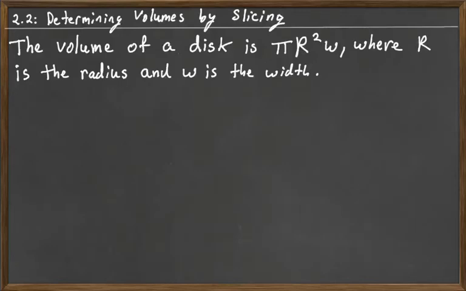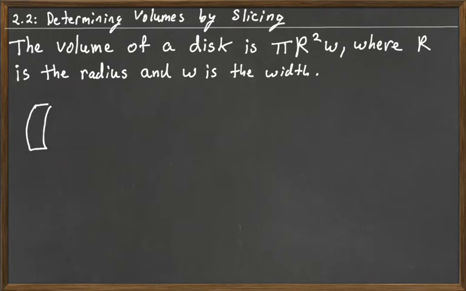All right, this is the second video on section 2.2, and we're looking at determining volumes by slicing. In this particular video, we're going to be using what's called the disk method, and with the disk method, you're going to be slicing up into a bunch of disks. You're going to be adding up the volumes of a bunch of disks. The volume of a disk is pi r squared w, where r is the radius and w is the width.